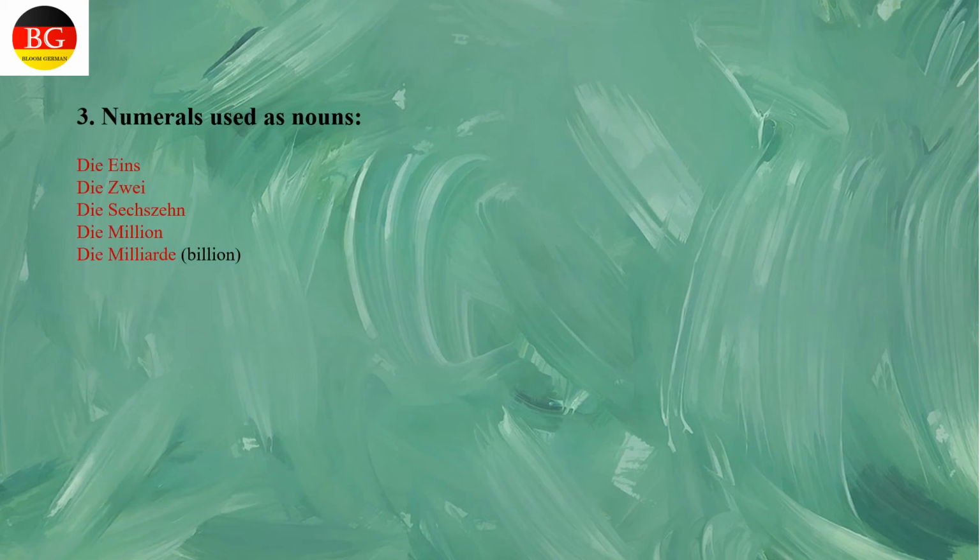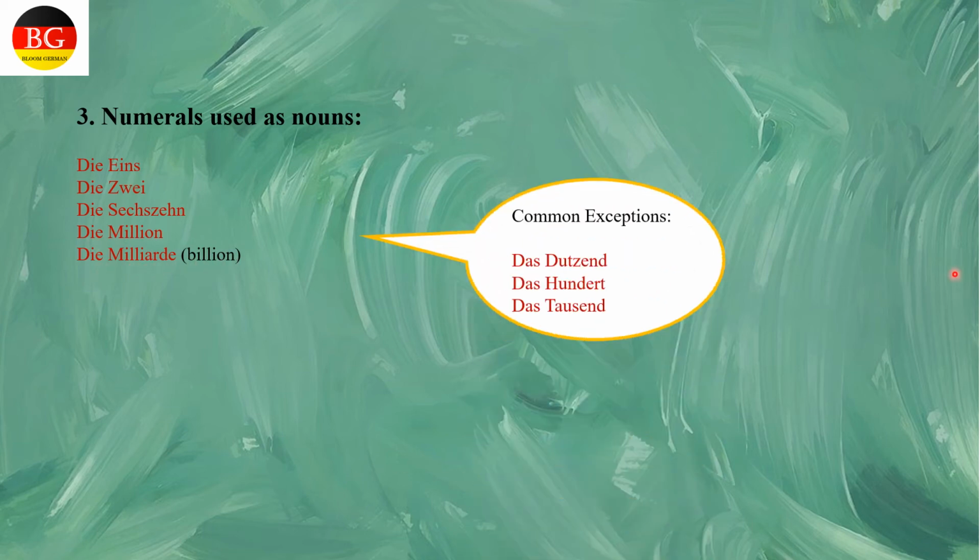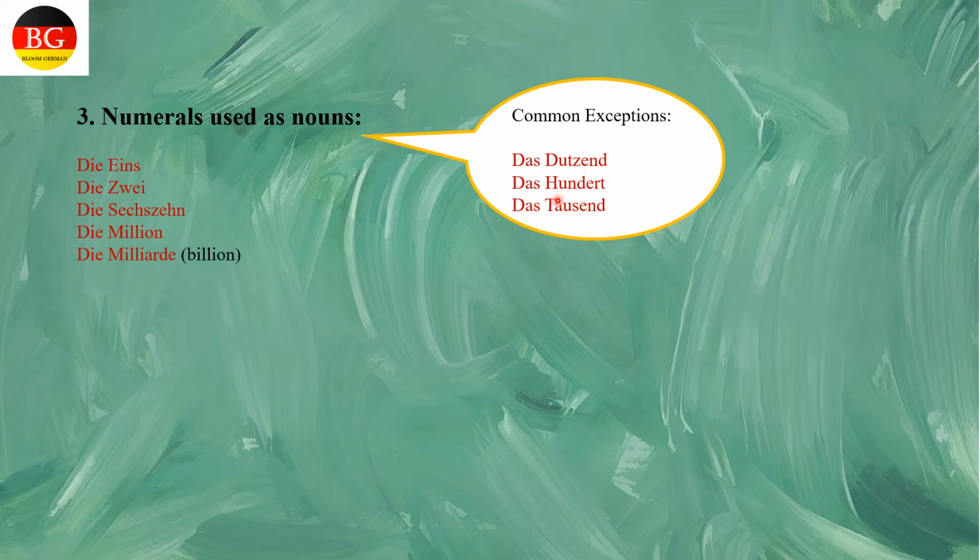Numerals used as nouns are also feminine in form. Zum Beispiel die Eins, die Zwei, die Sechzehn, die Million, die Milliarde. Exceptions to this are das Dutzend, das Hundert, das Tausend.